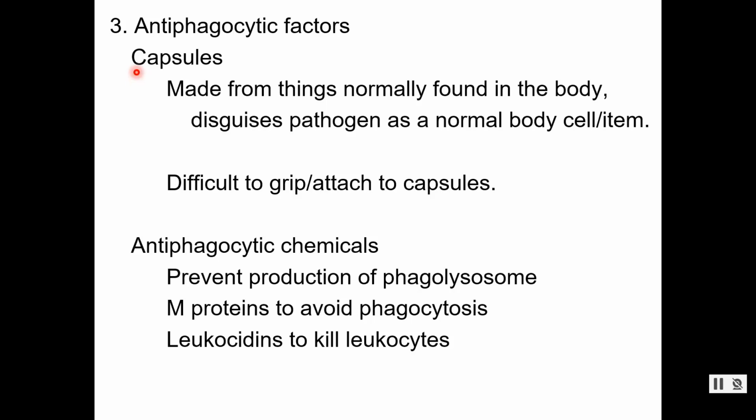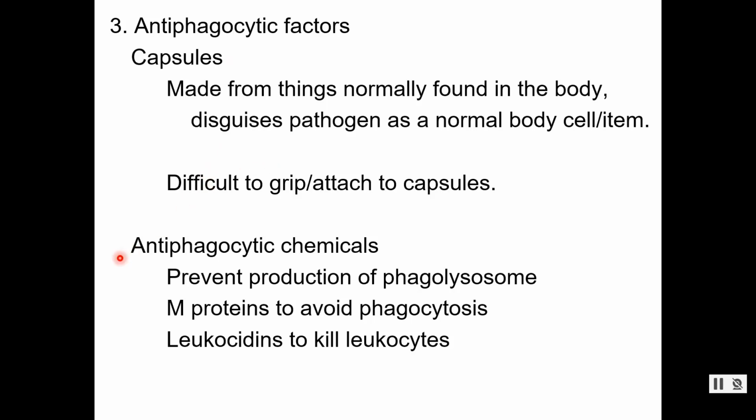So antiphagocytic factors include capsules. We've talked about that. Capsules are an outer structure on some bacteria that make it hard for the phagocytes to grab a hold of them. So if a bacteria has a capsule, it can make it difficult for a phagocyte to do its job. So that is a virulence factor, helps it evade detection from the immune system.